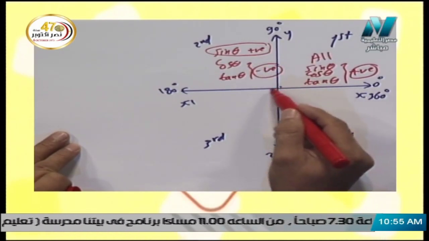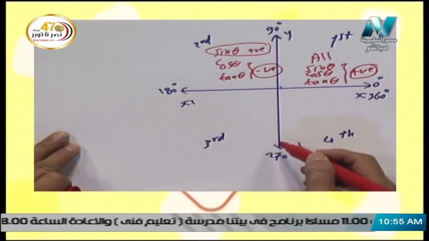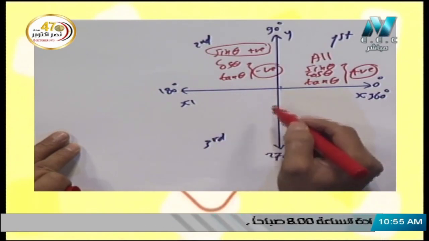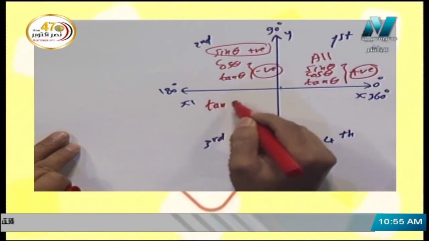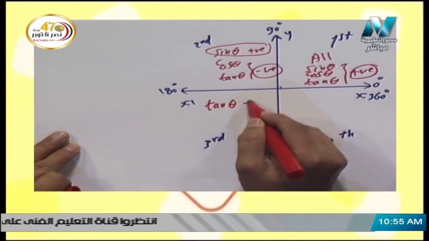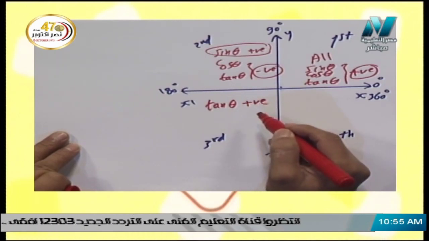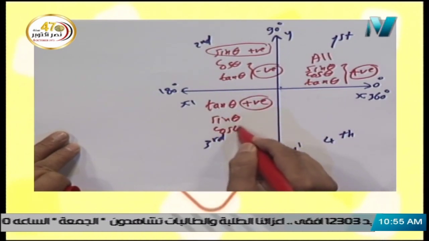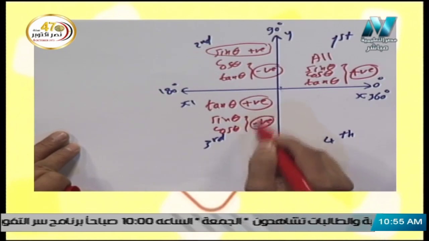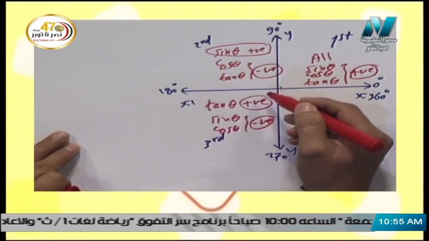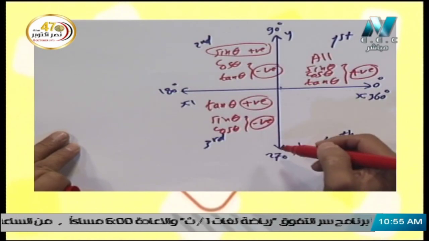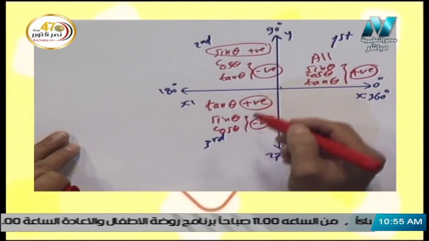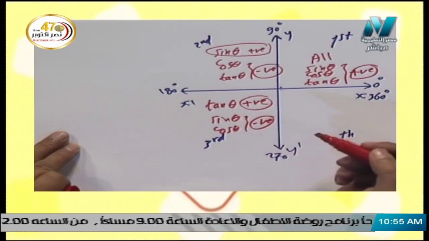Here in the third quadrant we know that x is negative, y is negative also. So sine and cosine are negative, but tan is the only function which is positive, because negative divided by negative equals positive. This angle is between 180 and 270. We can say 200, so tan 200 will be positive, sine and cosine 200 will be negative.